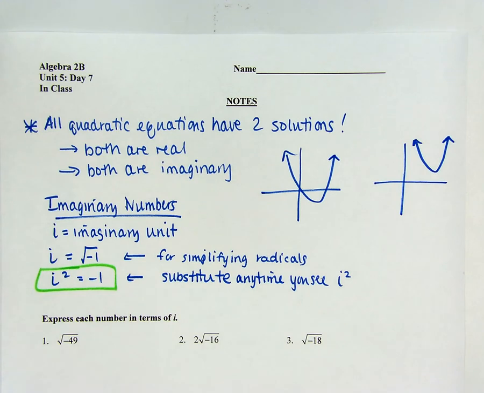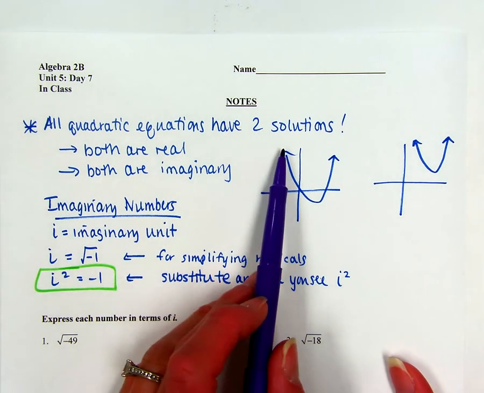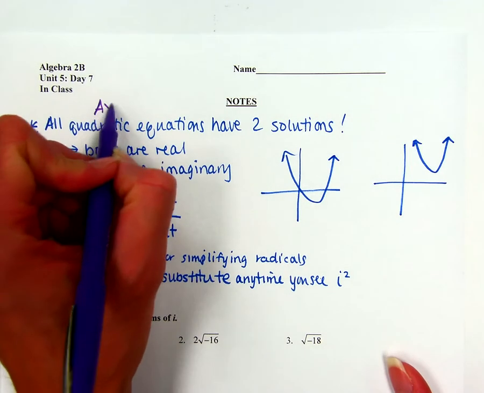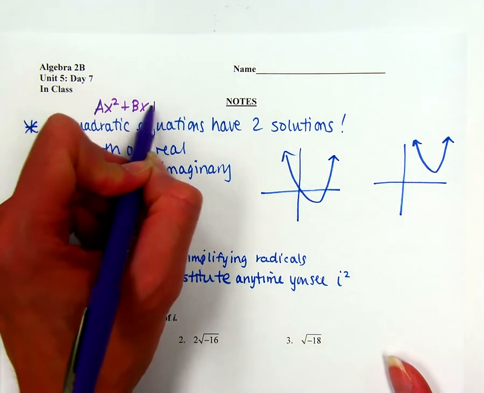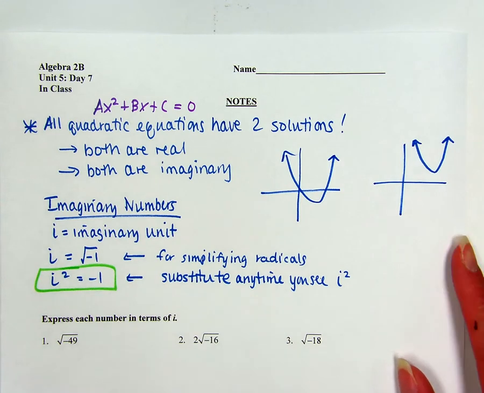Alright, so today we're going to be talking about imaginary numbers. Basically, we talked for the last couple of days about solving equations, either by factoring, using your graphing calculator, or solving by square roots. But all quadratic equations should have two solutions. A quadratic equation, remember, is ax squared plus bx plus c, and it either says equals 0, y equals, f of x equals, something like that.